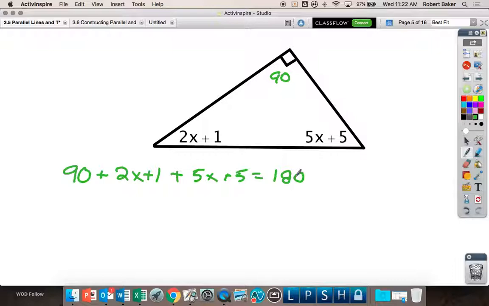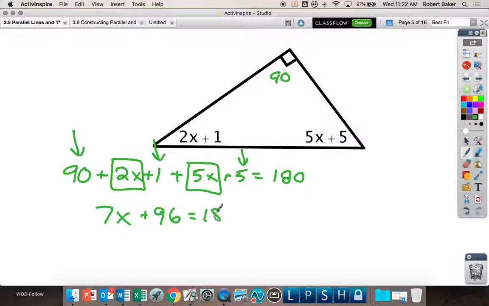You guys still need help with your algebra. Some of y'all combine like terms. You like to combine the numbers or the x terms first. 2x's and 5x's make 7x's. We still need some help. Combine all your numerical terms. 90 plus 1 plus 5 is positive 96.